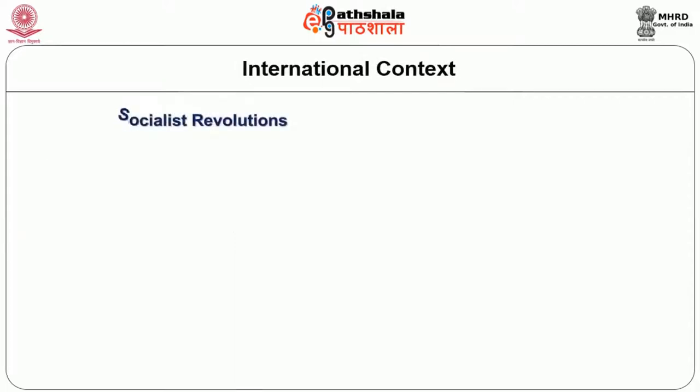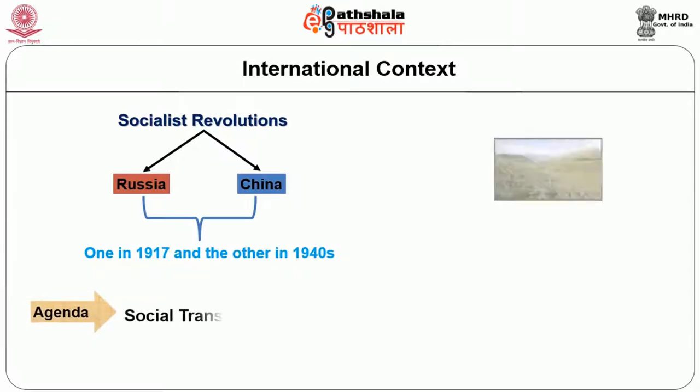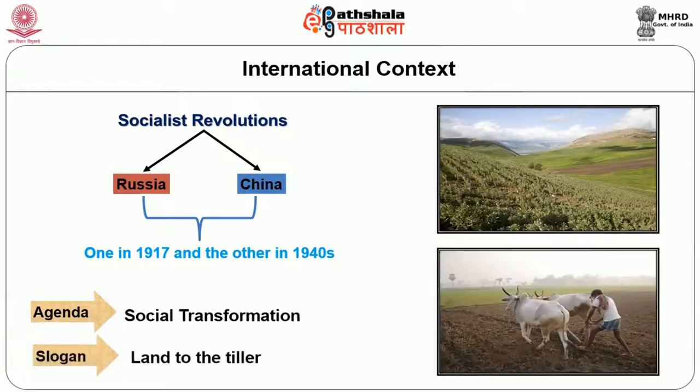International context. Land reforms were an important agenda in the socialist revolutions that took place in Russia and China in the 20th century. These two revolutions, one in 1917 and the other in the 1940s, created the enabling political atmosphere for land reforms in many countries across the world. These movements considered land reforms as a major agenda for social transformation. The radical character of these revolutions influenced political elites in many societies to consider land reform to contain the unrest that might be unleashed by the slogan "Land to the Tiller."